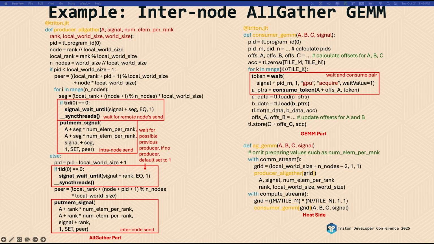data load. So different tiles in the GEMM kernel will run in parallel, and each tile will wait for its own signal, overlapping its dependent communication with other tiles' computation. Finally, the host side code basically deals with symmetric memory allocation and launching operations on the different streams.